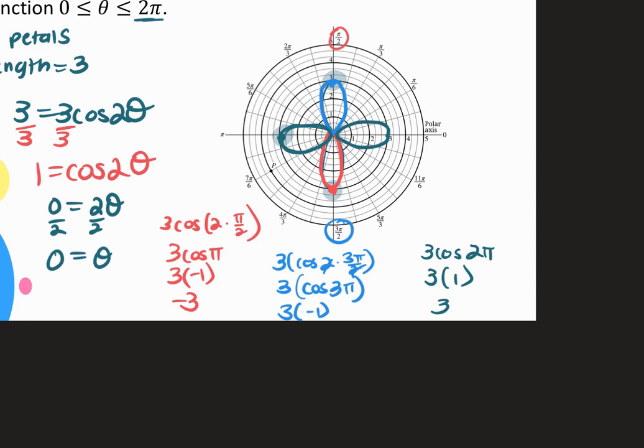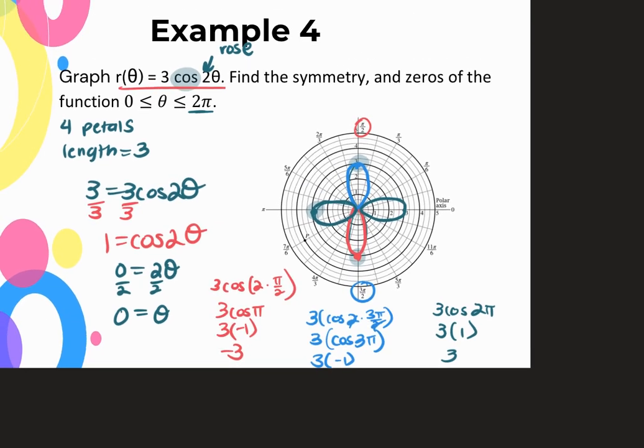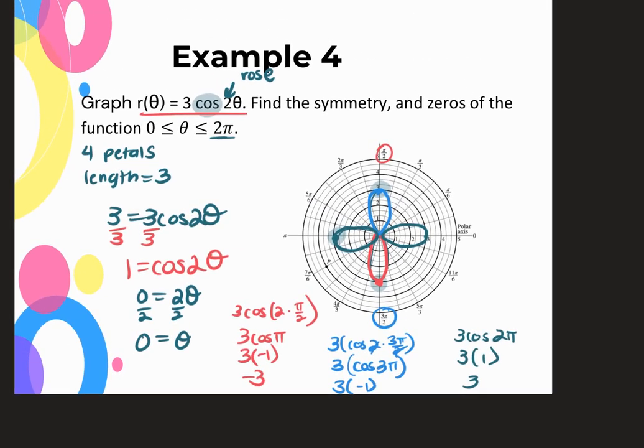So if you know these well, if you understand symmetry, if you understand the petal length, you can eliminate all that work. Find one petal and figure out your shape. If you are unsure or you don't know it well, now you have to go through the extra steps of finding those angles by plugging in.